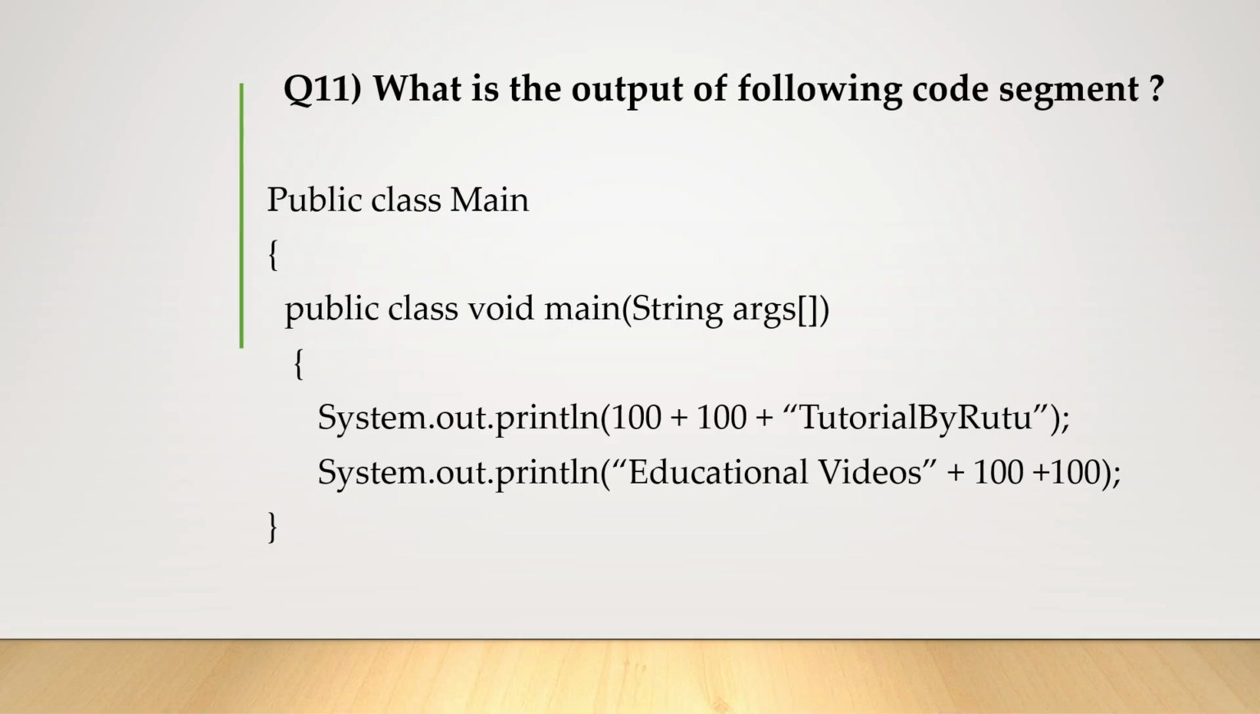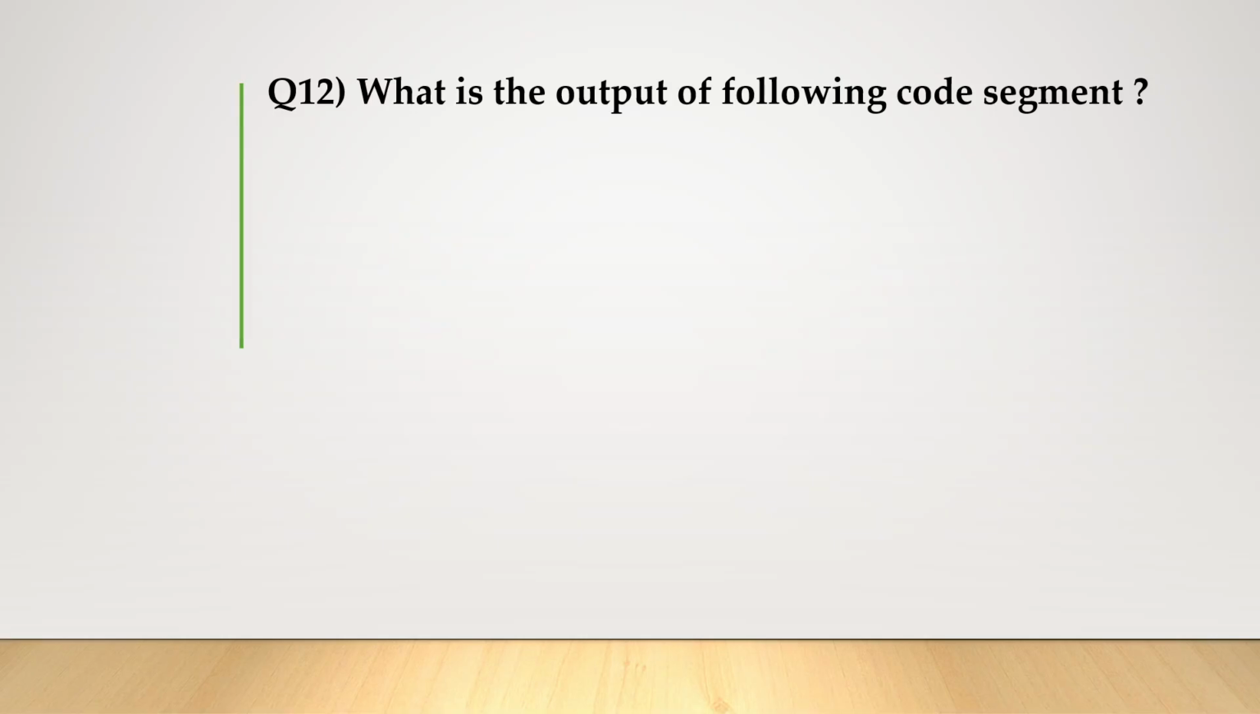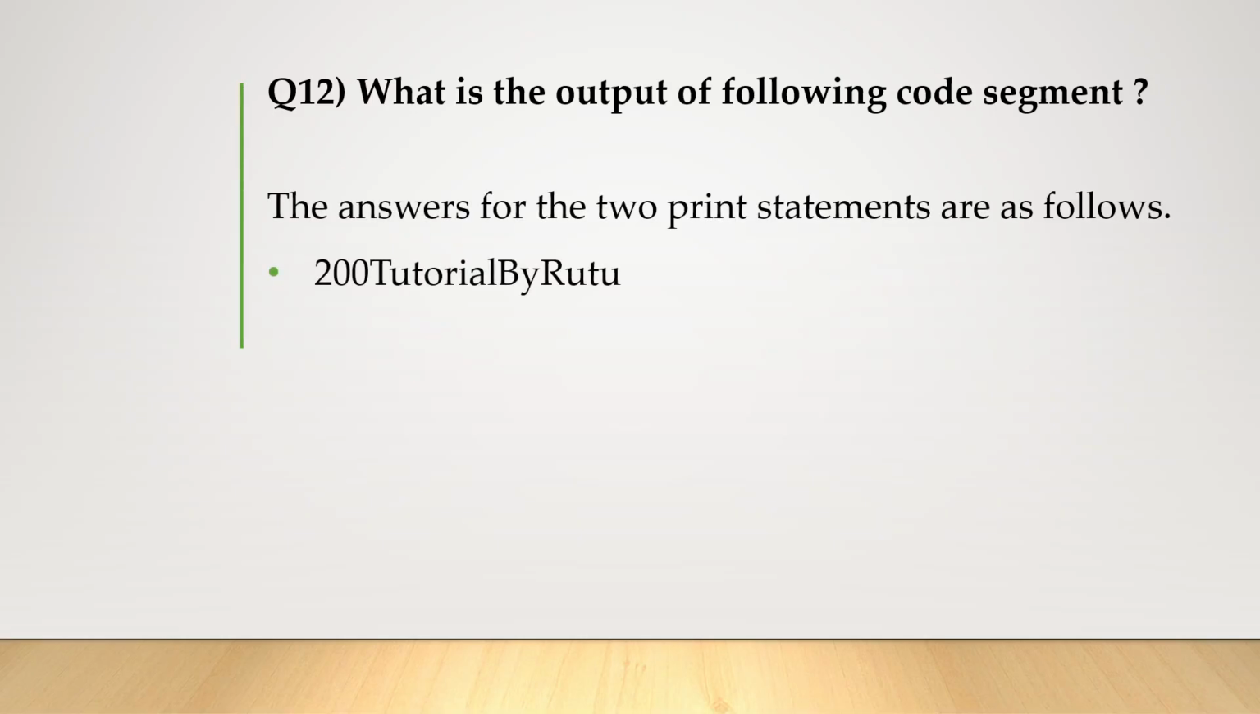In this program, the first System.out.println statement has been given 100 plus 100. The plus sign is considered as addition, and in the next print statement 100 plus 100 is considered as characters because initially we have used a string, and so it is concatenated as a string. So the answer is as given below.